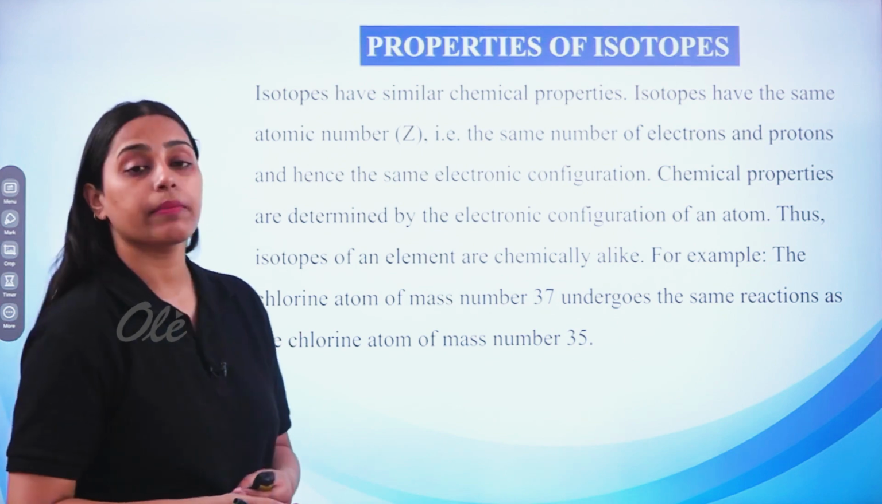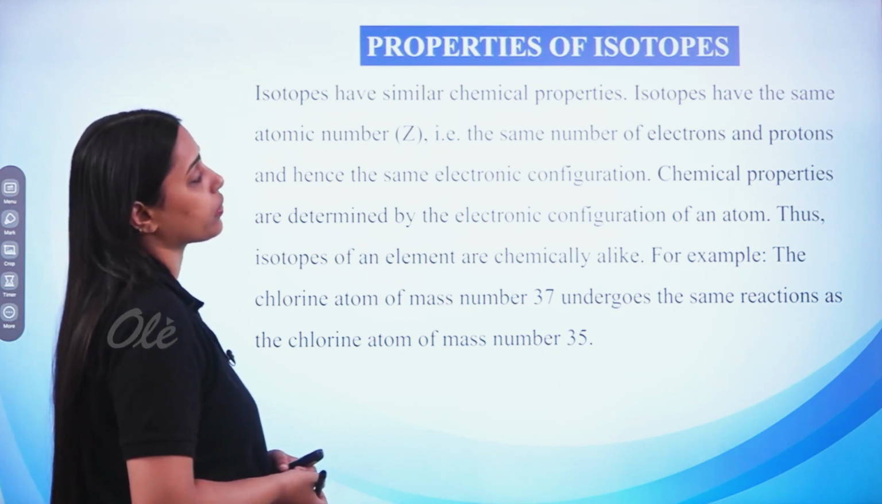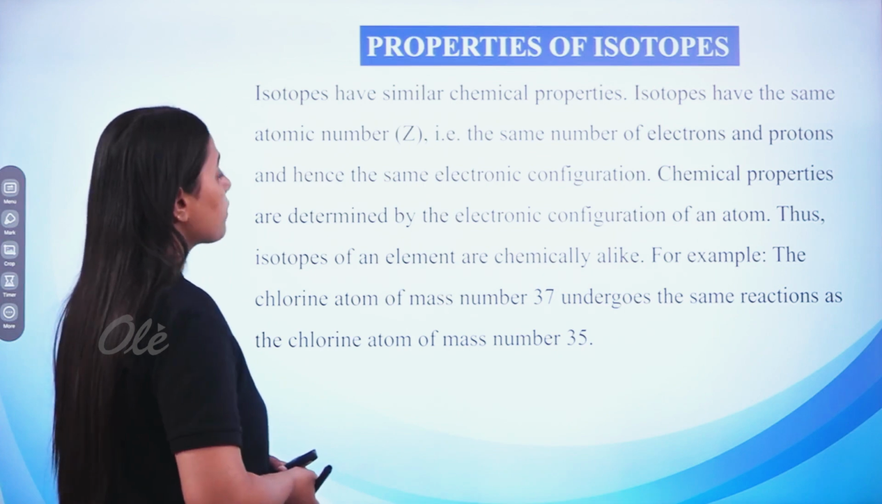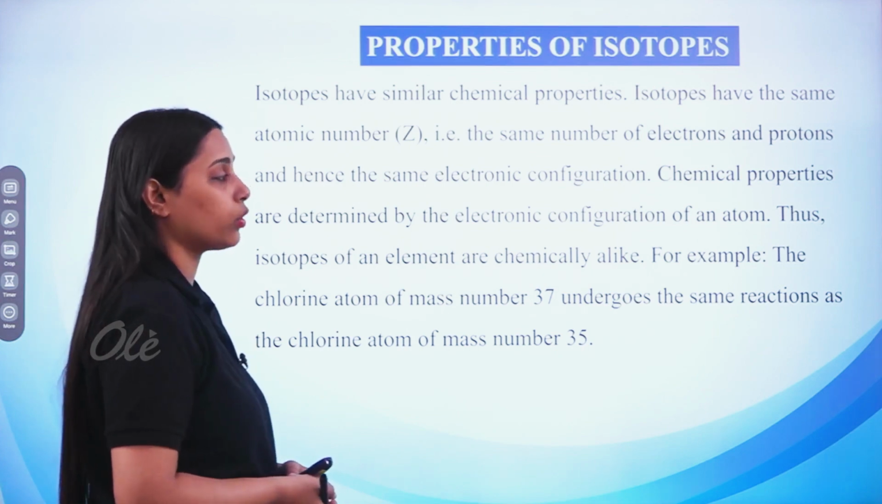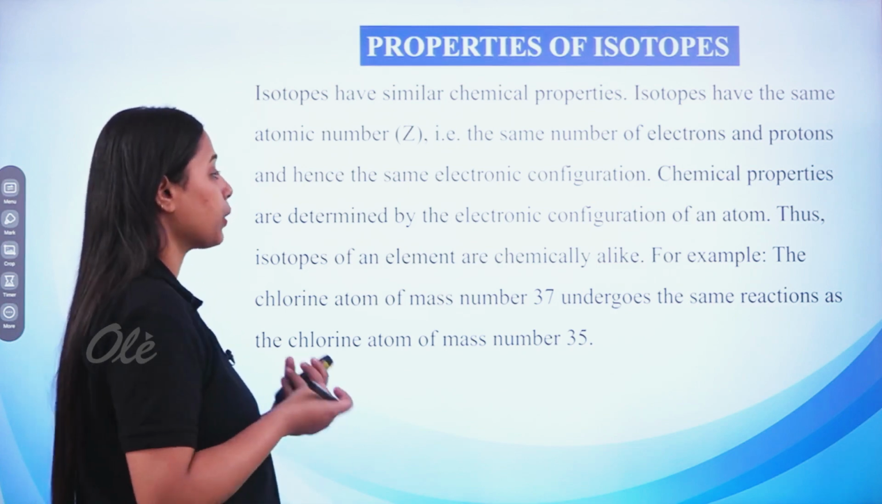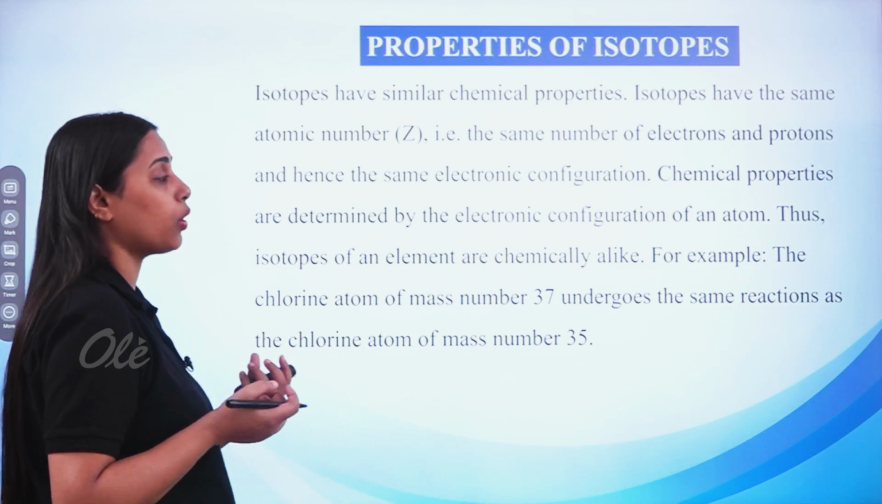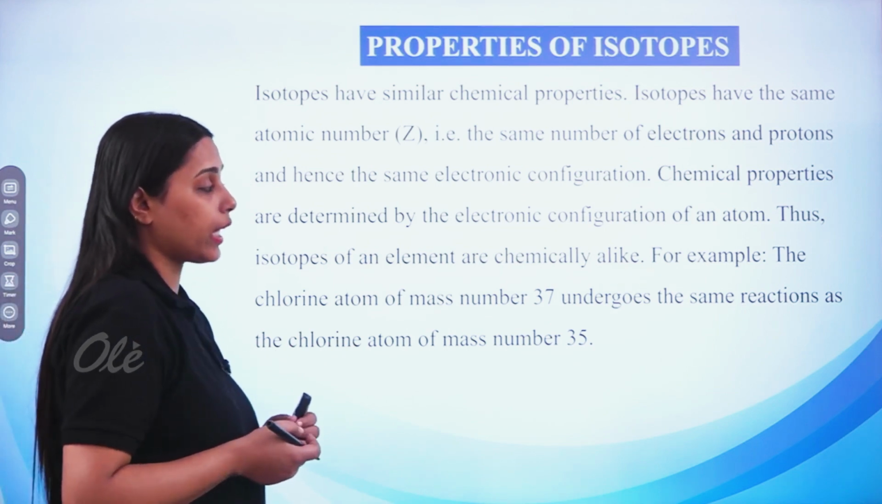They will have similar chemical properties because of the presence of similar electrons and protons. Isotopes have the same atomic number, the same number of electrons and protons, hence the same configuration. Chemical properties are determined by the electronic configuration of the atom only, because it is the thing which takes part in chemical bond formation. Thus, isotopes of an element are chemically alike.